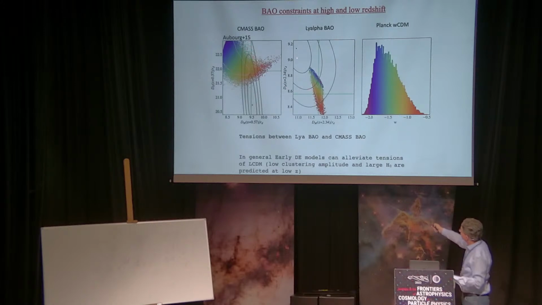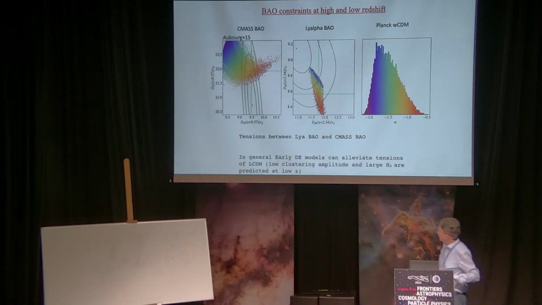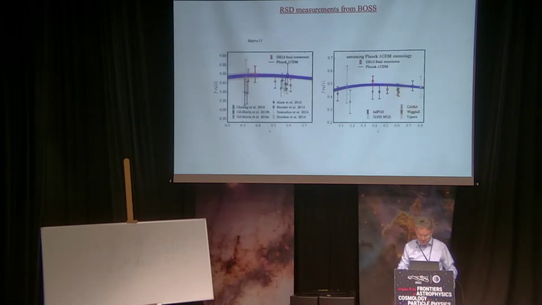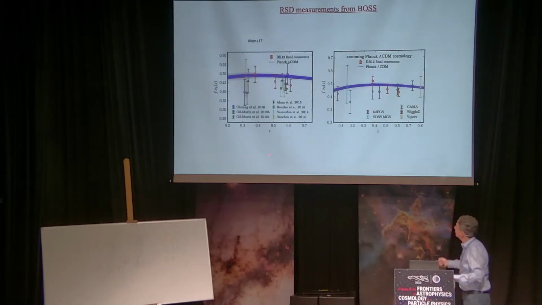For the Lyman alpha BAO, as I showed yesterday, this is the Lyman alpha BAO, this is the Planck value. And so you see that you are more in agreement with the Lyman alpha BAO when you are maybe in this, for this color here, I guess, right? If I'm not mistaken. F sigma 8, again, another compilation of F sigma 8 values from clustering.